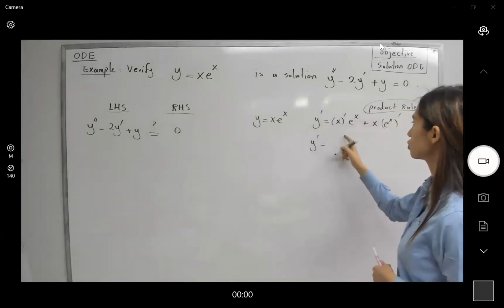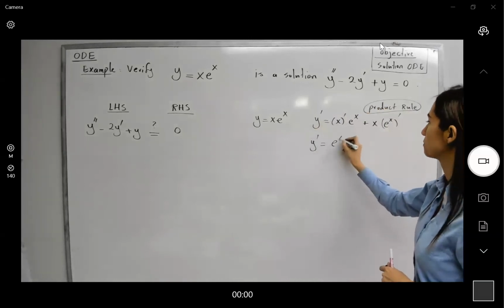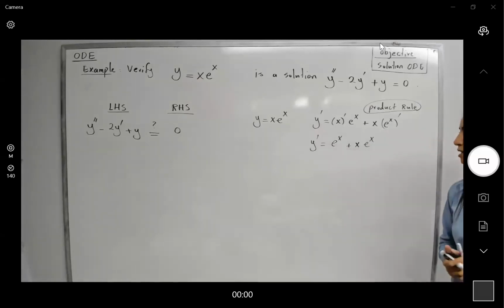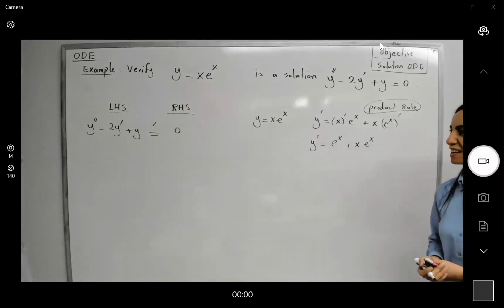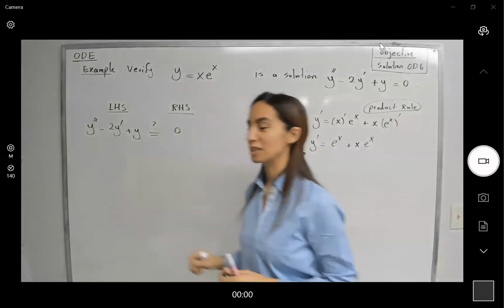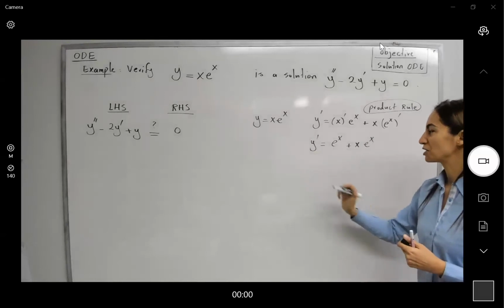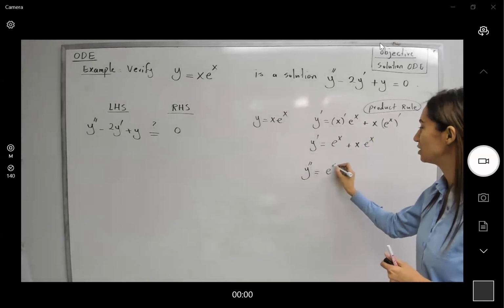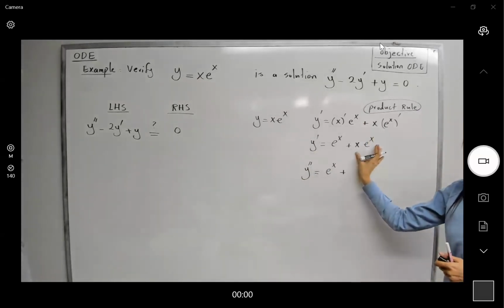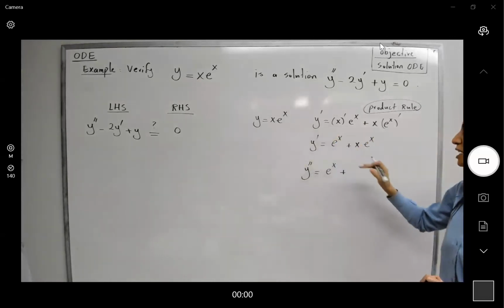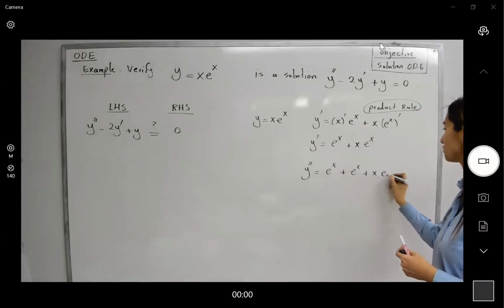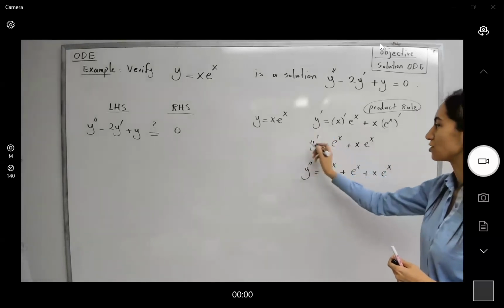So the first derivative of this function: the derivative of x is 1, times e to the x, plus x times the derivative of e to the x, which is e to the x. Very well. Now we have y prime. We also need the second derivative of the function. For the second derivative, you're going to have the derivative of e to the x, which is e to the x, plus, now for x e to the x, you have to apply the product rule again. We already know that the derivative of x e to the x is e to the x plus x e to the x. So we're going to copy this down here. The first derivative and the second derivative.